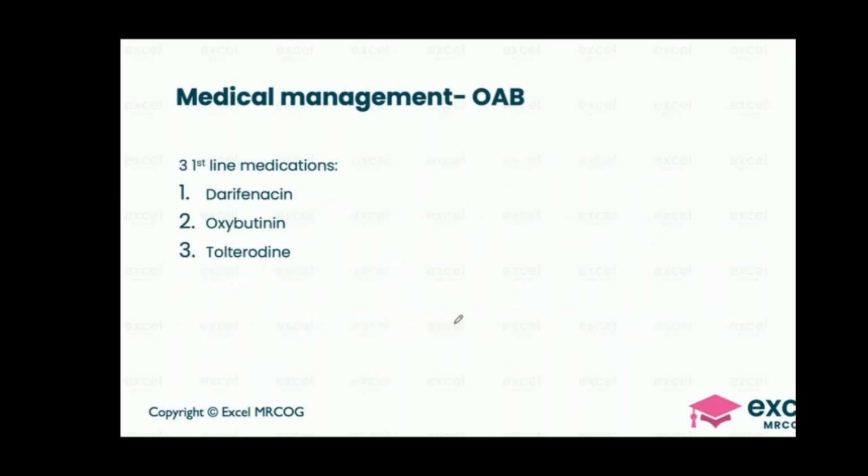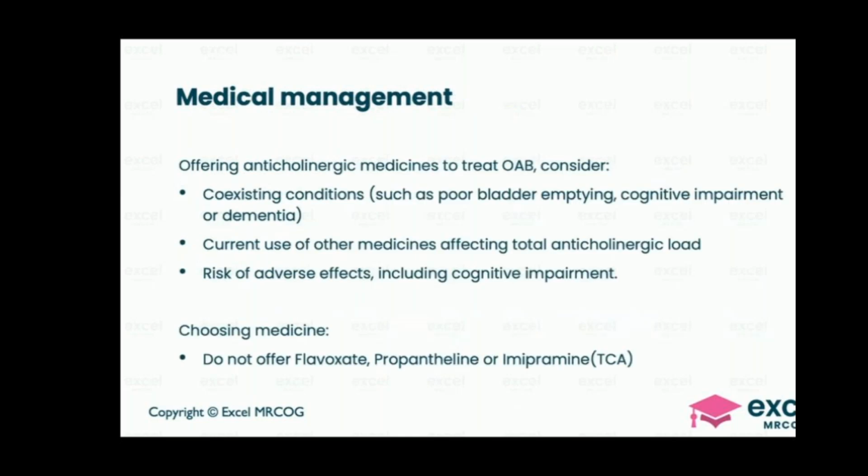So the first line treatment, the three first line medications mentioned in the guideline, are darifenacin, oxybutynin, and tolterodine. Of course, there are other drugs as well, which are mentioned at the end of the guideline. But the important ones are darifenacin, oxybutynin, and tolterodine. What you need to remember about these medications?